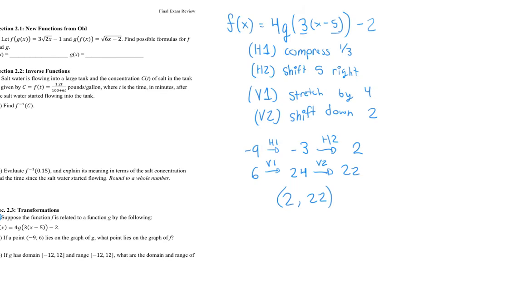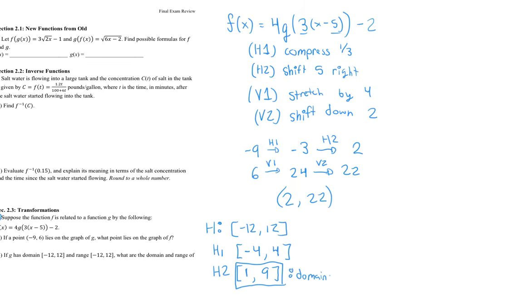So now, same thing. If G has this range and domain, what are the domain and range of F? So if our domain is going from -12 to 12, we know that these are our horizontal values. So the first thing we're going to do is H1, which is going to compress it by 1/3, making this -4 and 4. Then we're going to do H2, which is going to add 5 to both of these. So our new domain is going to be 1, 9. This is our domain.